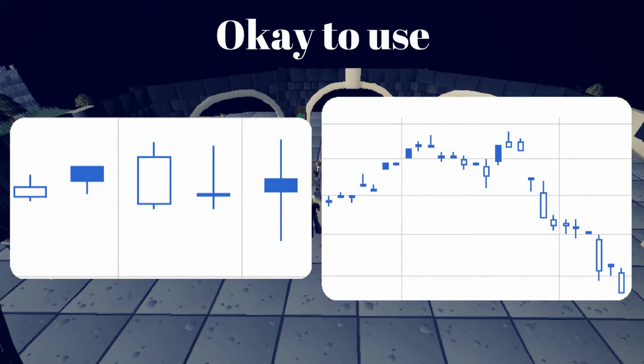And here are two examples of some charts that would be okay to use. On both of these charts, it's clearly visible what information is being presented to us. So again, guys, use your own logic to determine whether or not a chart is viable for you to use.